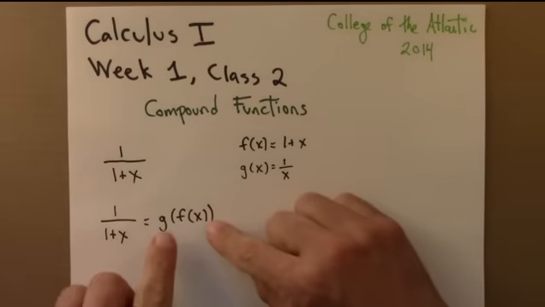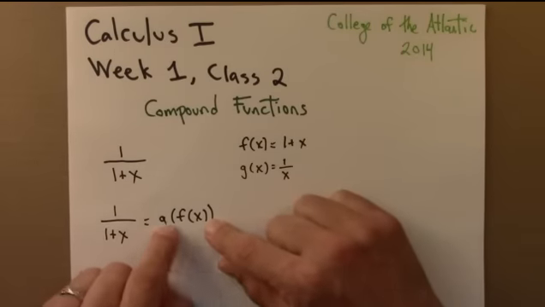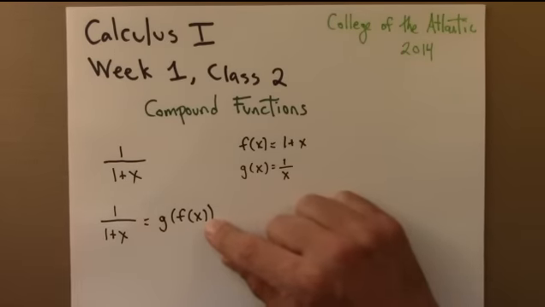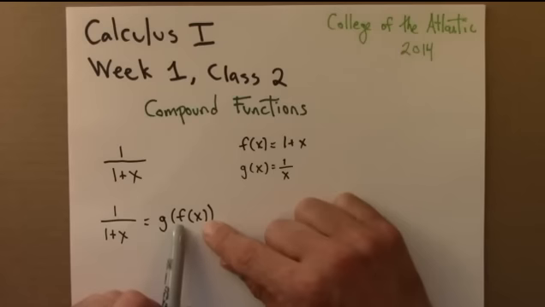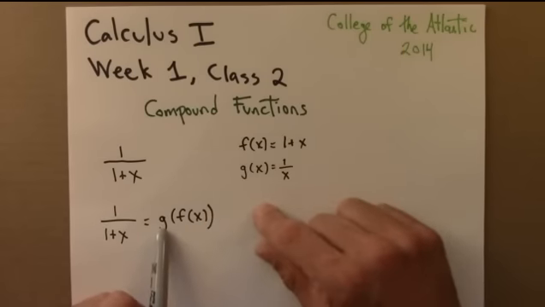So when we have functions nested like this, it's a compound or a composite function, we evaluate from the inside out. So we start with x, we use that as the input for f, and we get something. And then that thing that we get is the input for g, and then we finally get our answer.